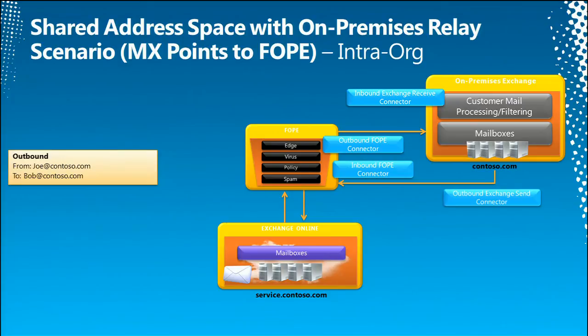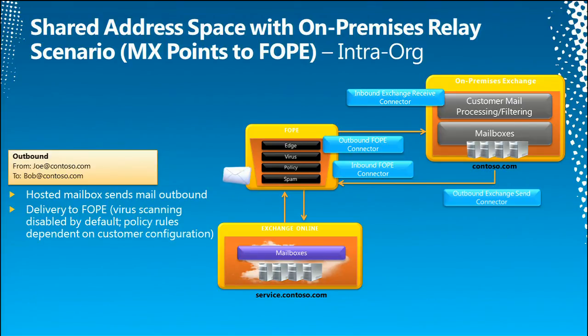Then inter-org mail. This is the on-premise mailboxes sending to Exchange Online. So we have a sender, Joe Contoso, and Bob Contoso, both on-premise and Microsoft Exchange Online mailboxes. Let's say the hosted mail sends to an on-premise mailbox. It's going to hit the FOPI system. The outbound connector is going to be configured to skip all of these policy rules, virus scanning, and spam scanning. It goes to the side of those, skips them, and is then routed to the on-premise mailbox using that outbound connector.